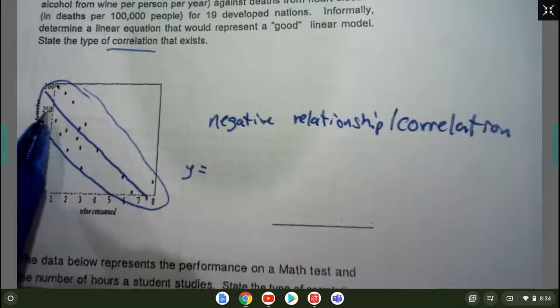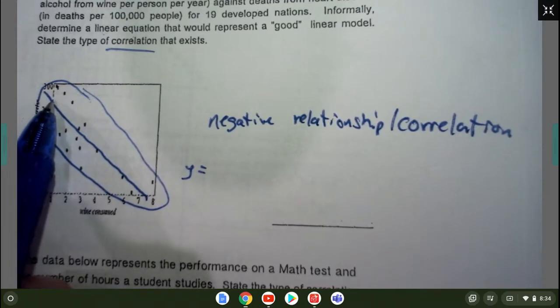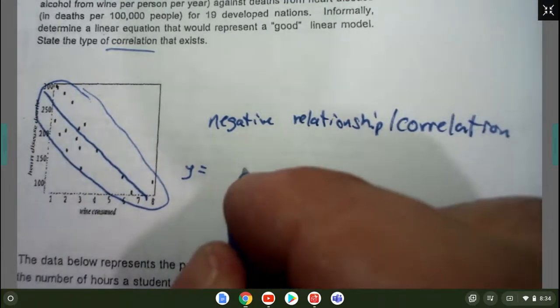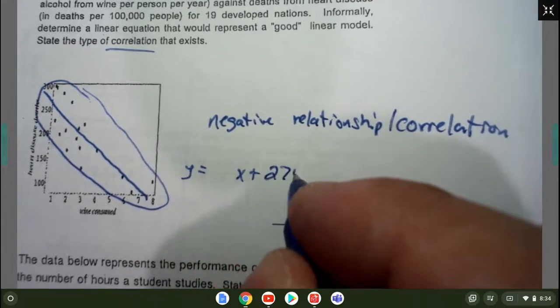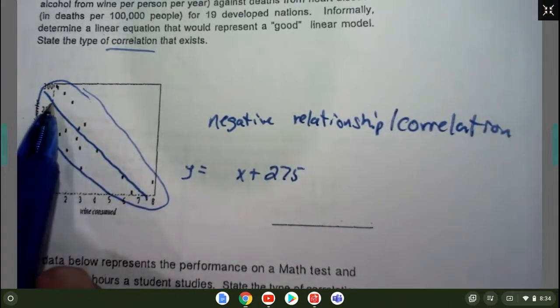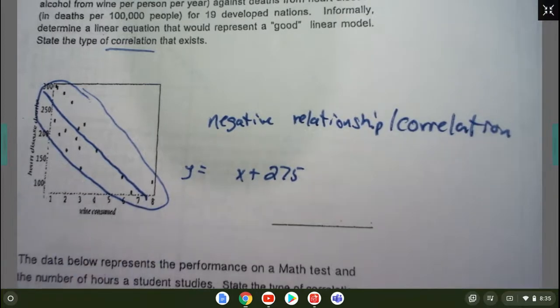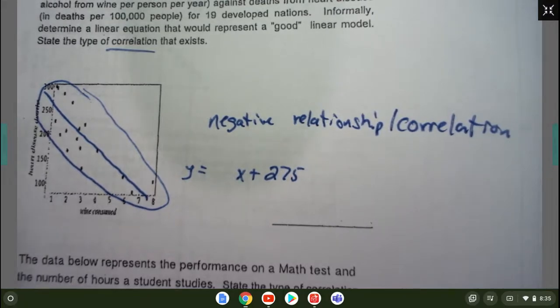y equals, let's see, we start here at, it was like 275. That's halfway probably between 250 and 275. So it's going to be x plus 275. And let's see, this is 0. We go down 275 in, what is that, like between 7 and 8? Maybe like 7.5 something. Let's see what that is. I'll do it on my calculator here.